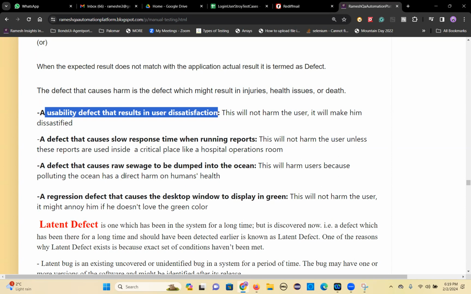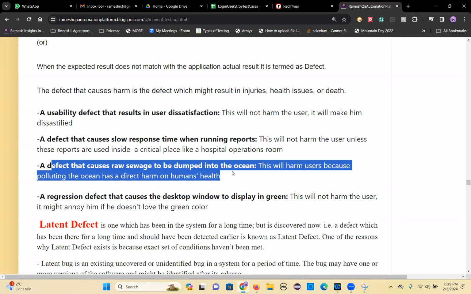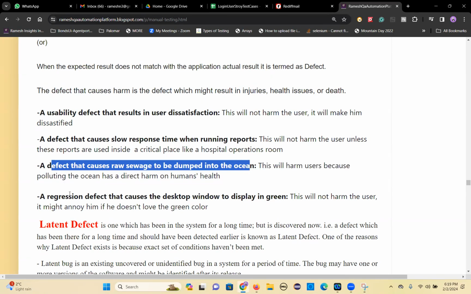A defect that causes raw sewage to be dumped into the ocean is a very critical issue, because this will harm the users. When you dump raw sewage into the ocean, the water will change into something different, and it will harm the users and human health. That's why it's a very critical and serious issue.